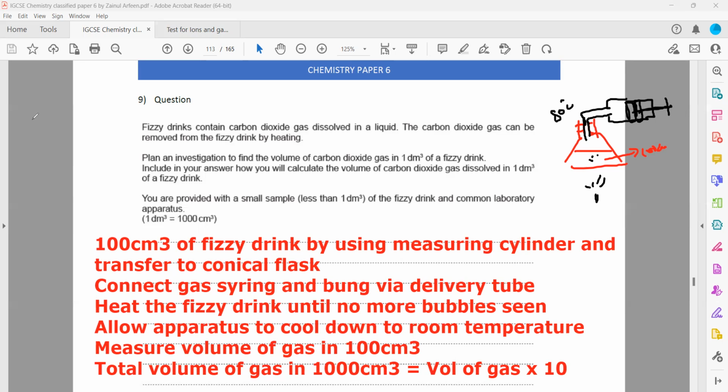And we simply use the ratio. For example, if 100 cm cube of a fizzy drink contained 2 cm cube of gas, then in 1000 cm cube there will be X, by cross multiplying. Actually it will be 10 times, because 100 to 1000 is 10 times. So the volume will also be 10 times, so this will be 20. This is just an example. Is it clear? Yes, sir, clear.